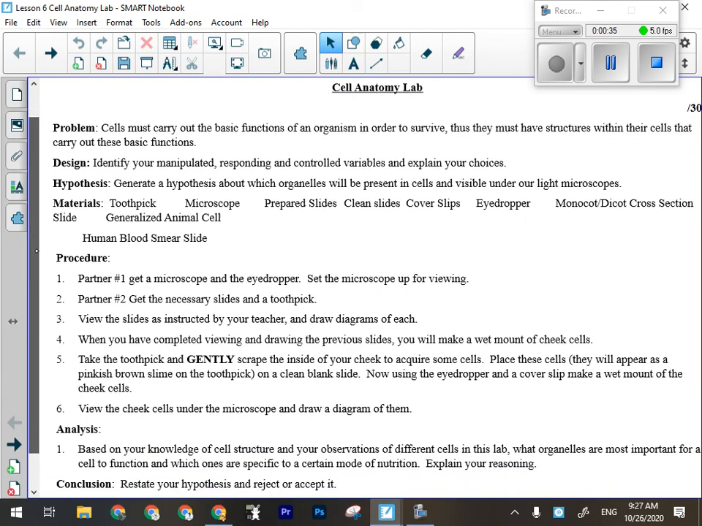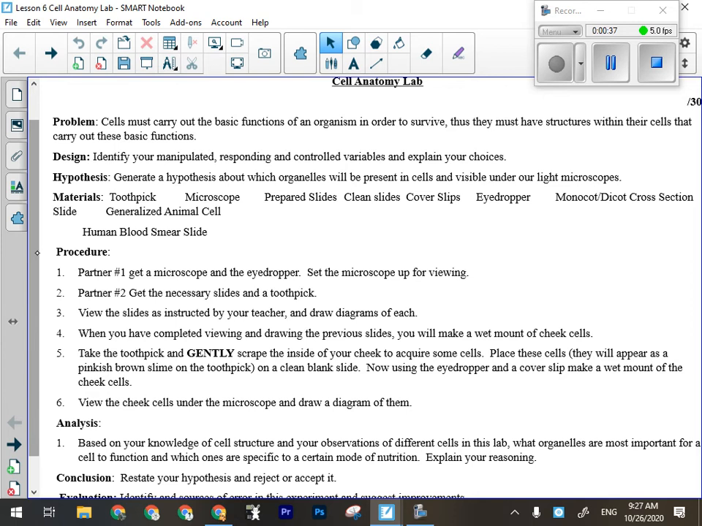All right, so the problem I have written here is that cells have to carry out the basic functions of an organism in order to survive. Thus they have to have structures within their cells that carry out these basic functions. What are you supposed to do with the problem? Write it in your own words in the form of a question. So you've got to figure out something that asks, what organelles might be necessary for it to do its job, something like that. Figure out how to put it in the form of a question in your own words.